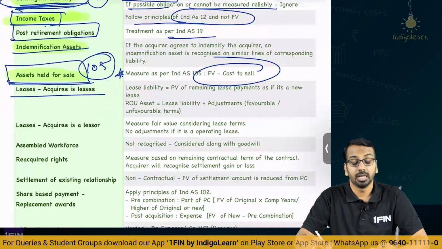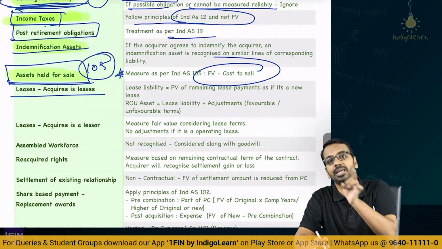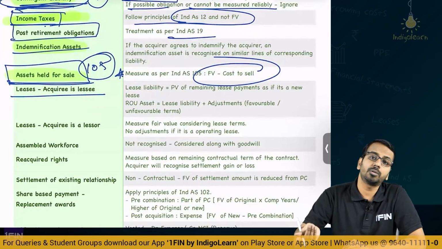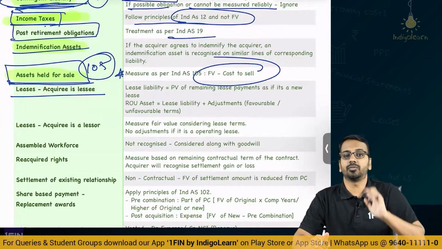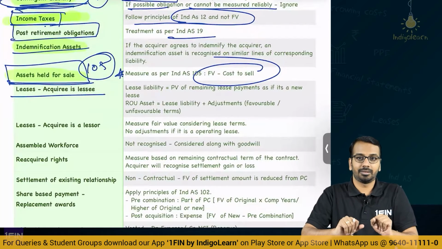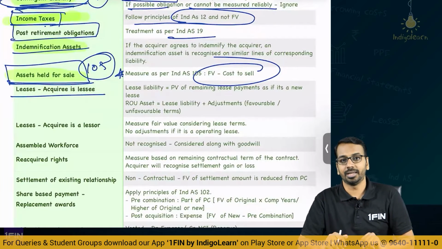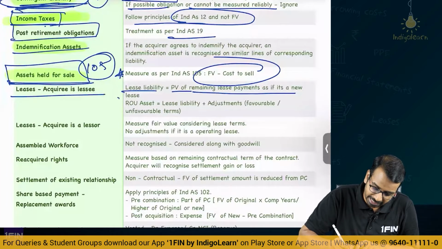Then leases. If the acquiree is a lessee, acquiree means A is acquiring B, B is a lessee. Now if B is a lessee, as per Ind AS 116, what would B have accounted for? B would have shown a lease liability and right of use asset. Now I am acquiring B. When I am acquiring B, I also need to show right of use asset and lease liability. How do I show it? Lease liability, present value of remaining lease payments as if it is a new lease.